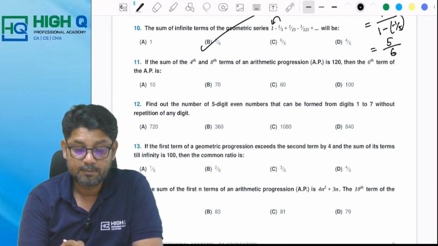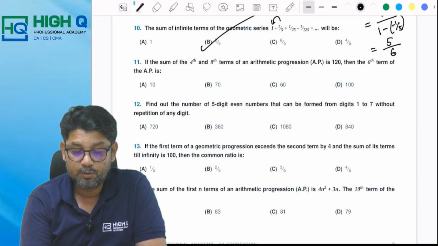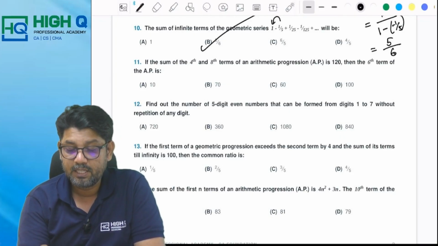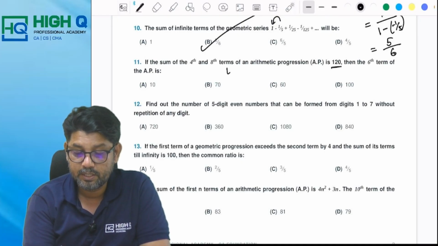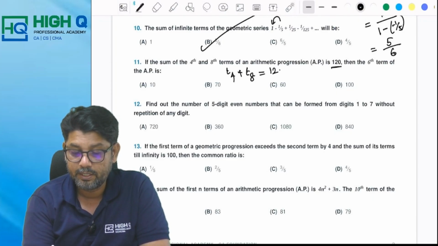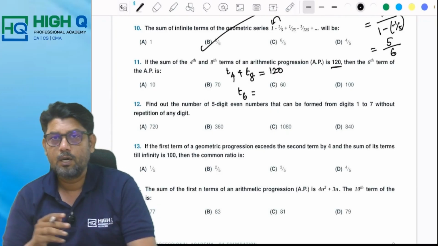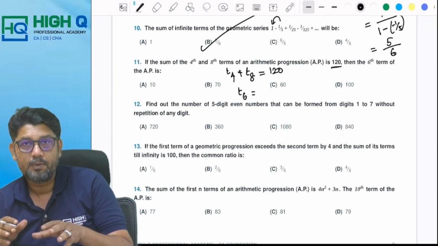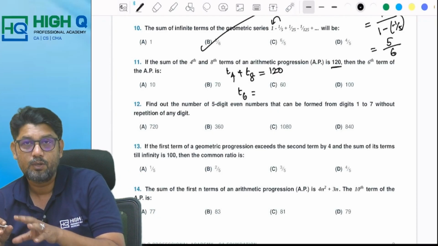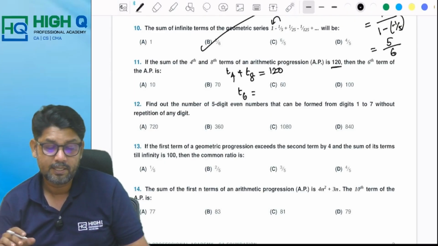Now 11th sum, very beautiful sum. If the sum of the 4th and 8th terms of an arithmetic progression is 120, then the 6th term is, look at this, what is given? T4 plus T8 is equal to 120. The question asks you to find T6. Now listen here. How people solve this: they use the formula A plus 3D plus A plus 7D is equal to 120. Then they keep on solving it.